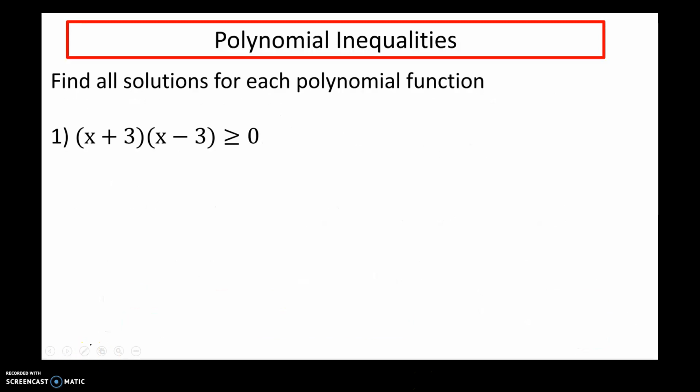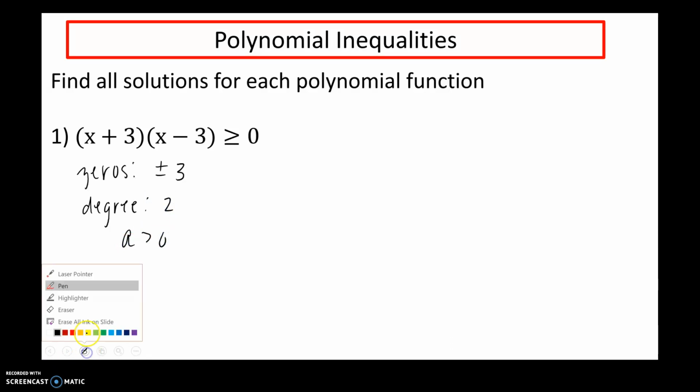Okay. So find all solutions for each polynomial inequality. So I have x plus 3 times x minus 3 is greater than or equal to 0. When we were studying graphing polynomials, when a function was already in factored form, it made the work easier for us. So from factored form, I know that the zeros of the function are plus or minus 3. The degree of this polynomial is 2, and my lead coefficient is positive. So let's recall, right? The degree is the sum of each factor's exponent. So that gives me my degree of 2.